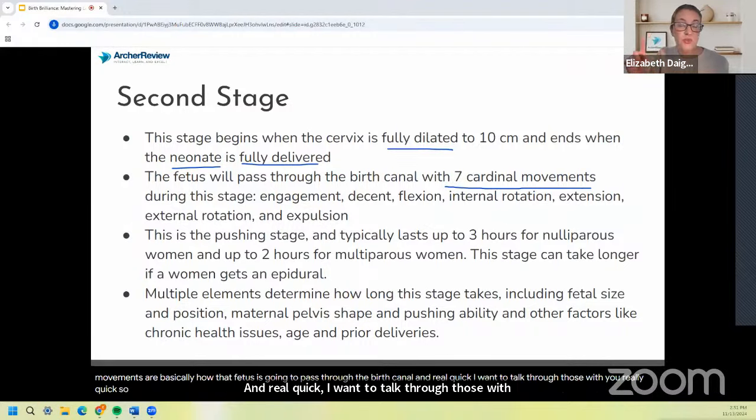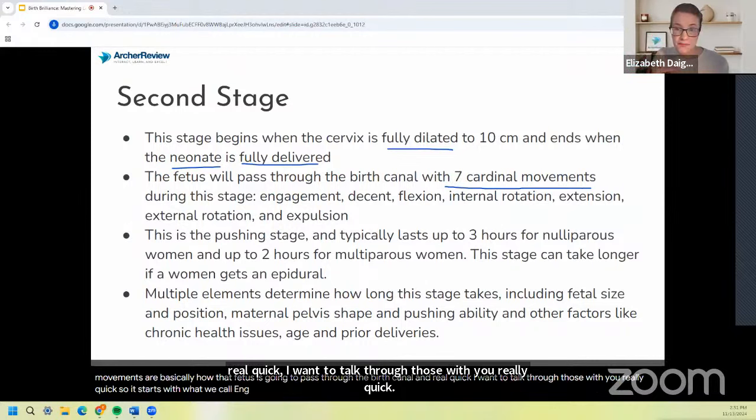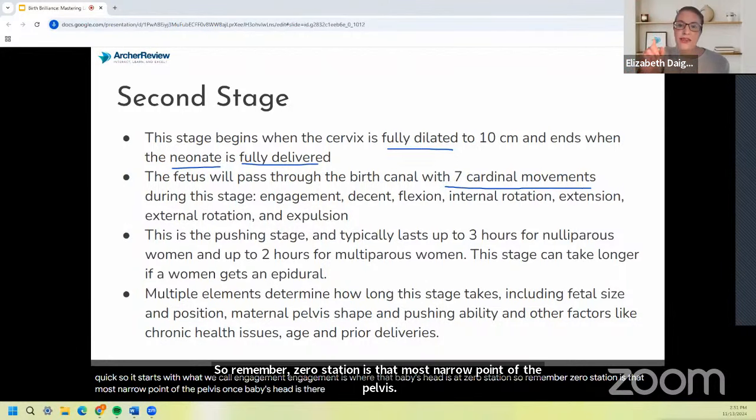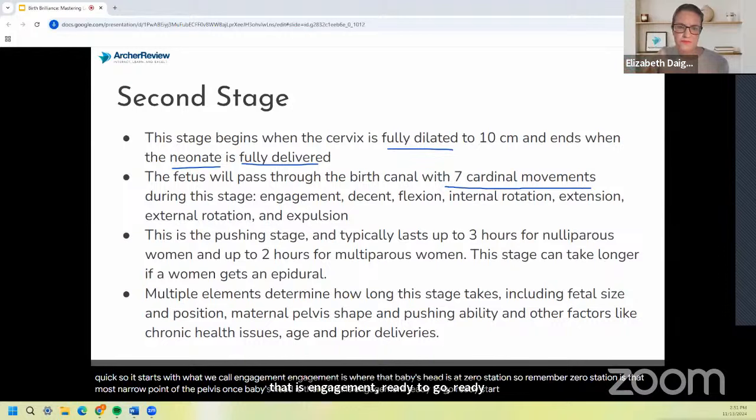So it starts with what we call engagement. Engagement is where that baby's head is at 0 station. So remember, 0 station is that most narrow point of the pelvis. Once baby's head is there, that is engagement, ready to go, ready to start pushing.